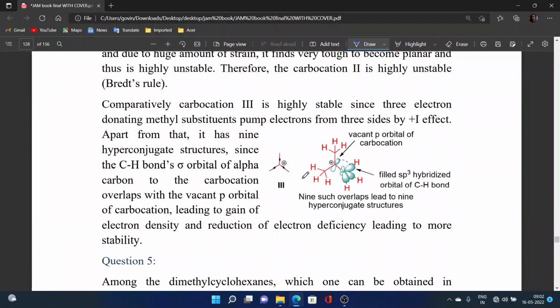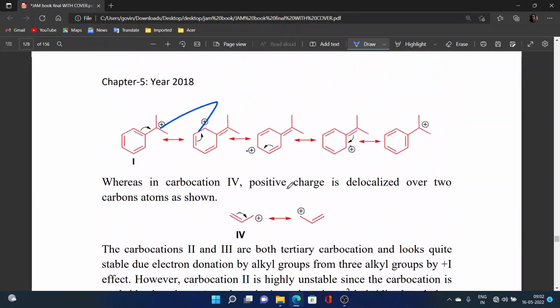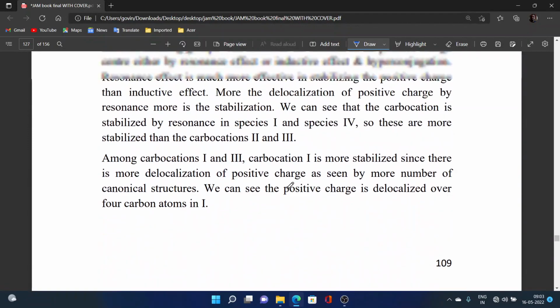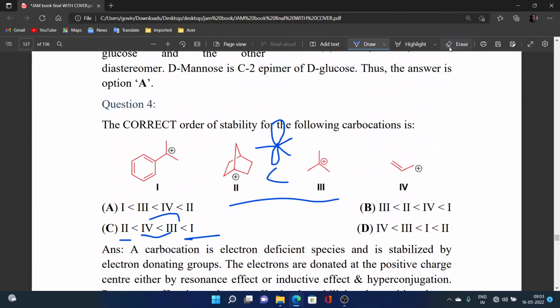Yeah, and just last thing, this one is very stable, but definitely less stable than the resonance stabilization. Why is this very stable? Let's look at this also. This is a tertiary carbocation. A carbocation is stabilized because the positive charge is unstable. Why? Because it is losing an electron, it does not have an electron, it wants to be neutral.